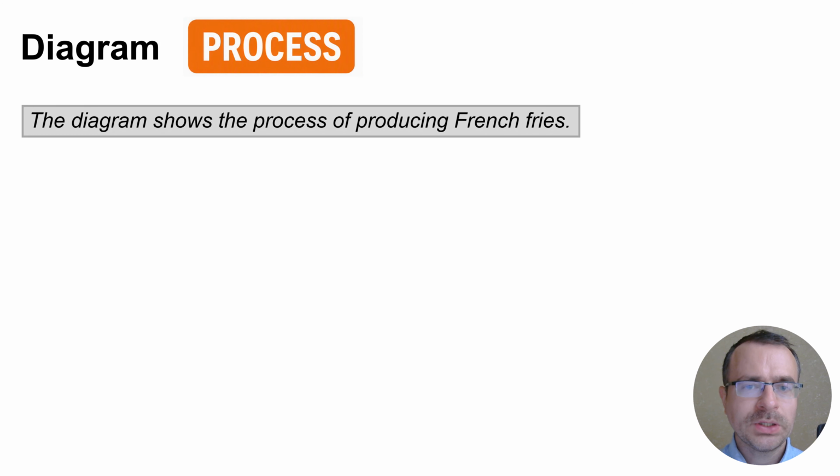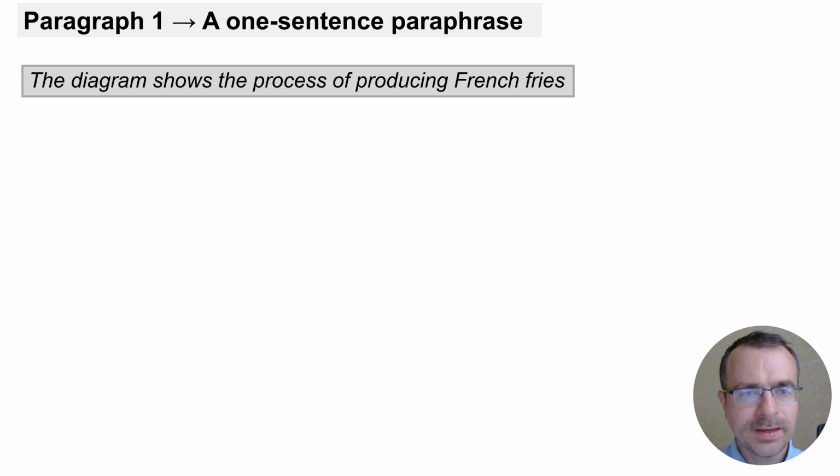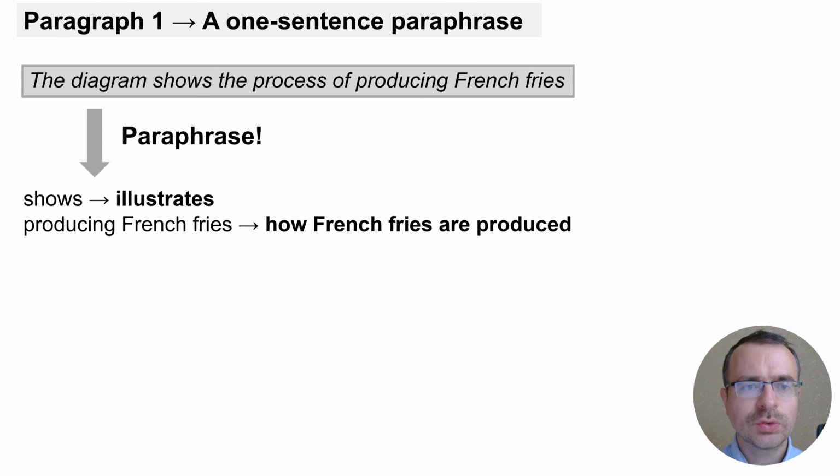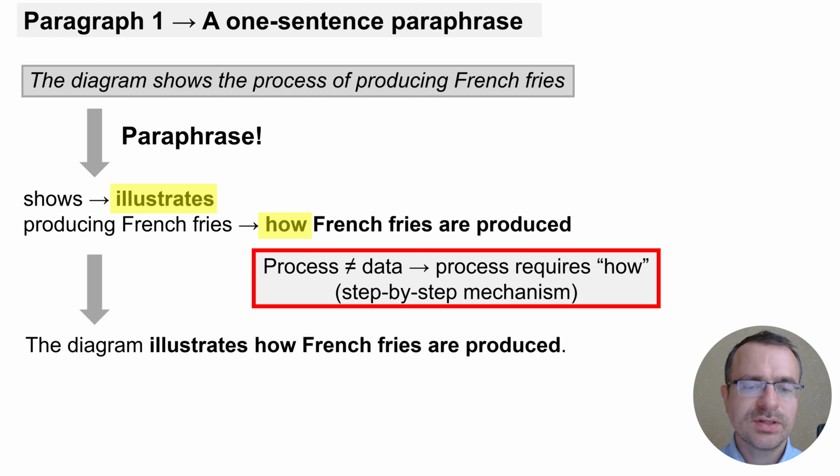So for the diagram, we have to show that this is the process. In this case, the diagram shows the process of producing French fries. Yeah. So how to write the one sentence introduction? We're going to paraphrase it as well. So we're going to substitute shows with illustrate. Illustrate is a more universal verb. However, we're going to add the particle how, because in this case it's very important to point out that in the diagram we do not have any data. We do not have any time. We just have the process. So the word how will show the step-by-step mechanism. And here is the final answer.